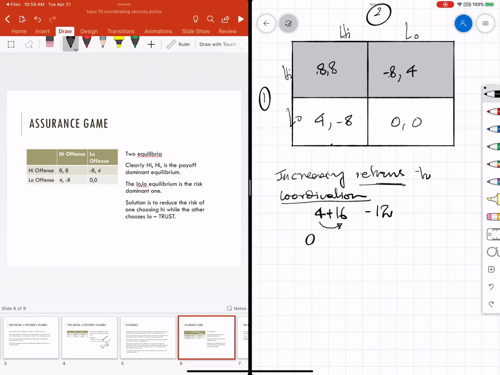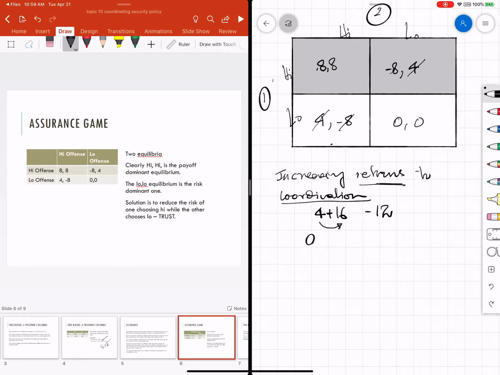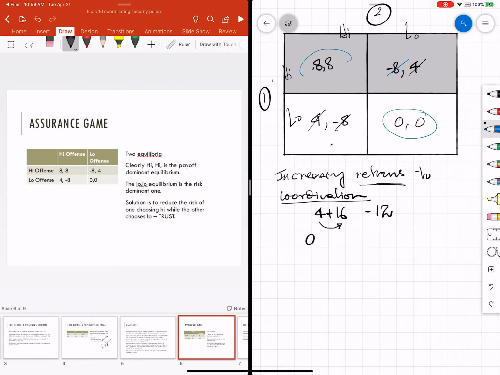Now, what does that mean? Well, let's take a look. If country 1 chooses high, country 2 will choose high, so that's not going to be an option. Low, that's not going to be an option. If country 2 chooses high, that's not going to be an option, and that's not going to be an option. What does that mean? Now we have 2 Nash equilibria. Got it? So now we have 2 Nash equilibria.